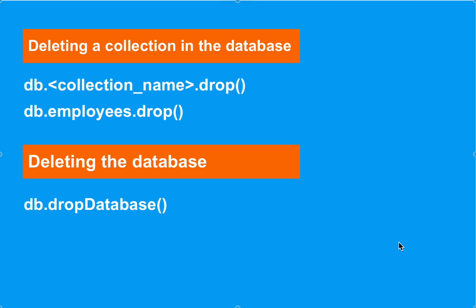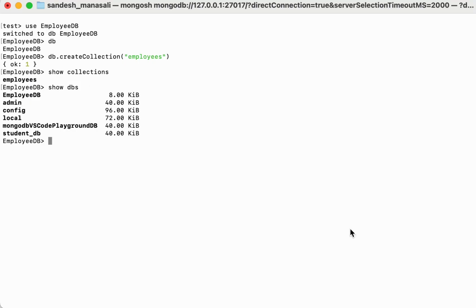Now we have created the employeeDB and the employees collection in the employeeDB. Let's see how to delete that employees collection from the employeeDB. For that, we have to make use of the drop method: db.collectionname.drop. So example, db.employees.drop. Now run the command db.employees, this is the collection name, .drop. Just press enter. If it returns true, this means the employees collection is dropped from the employeeDB.